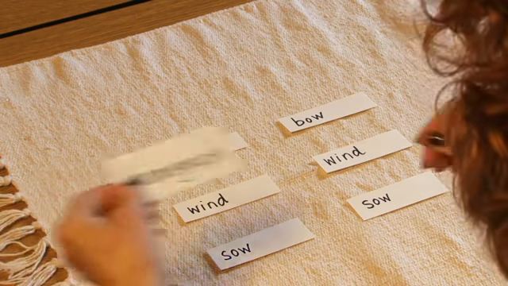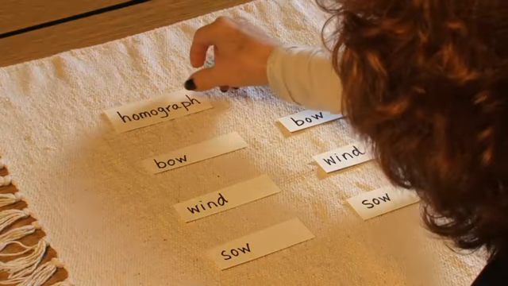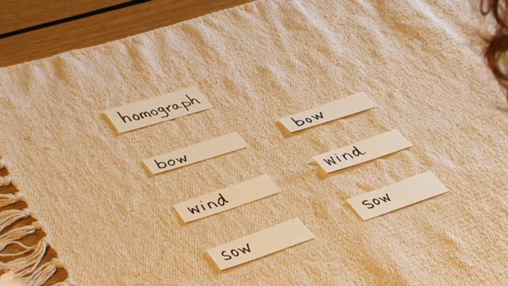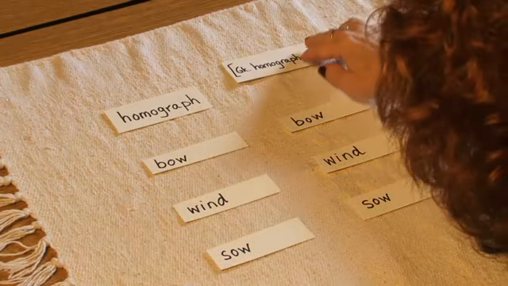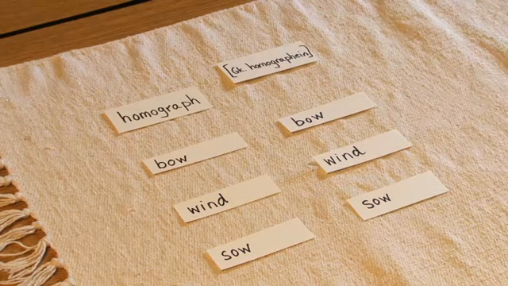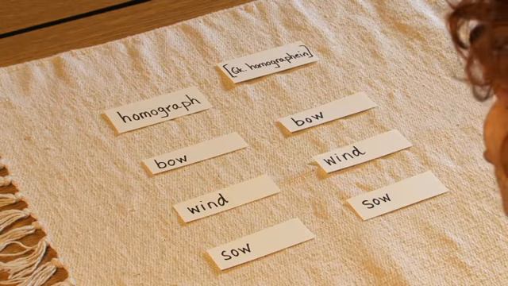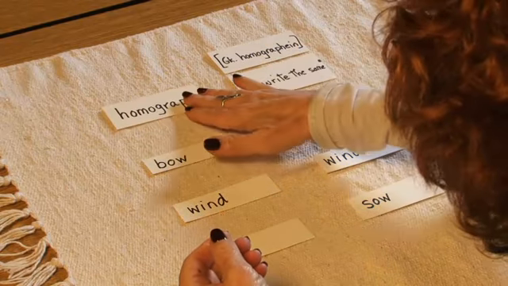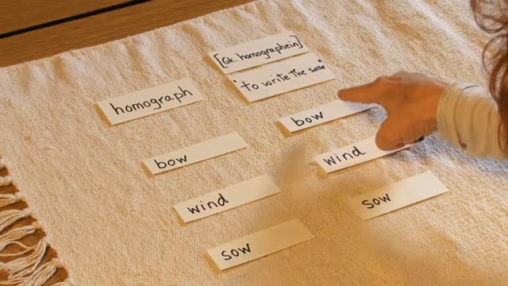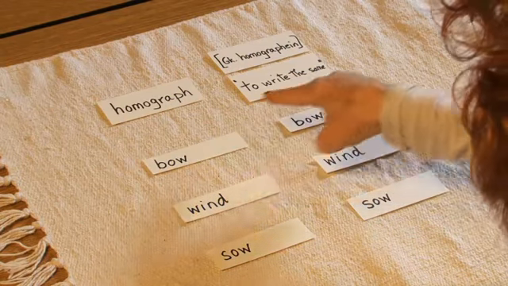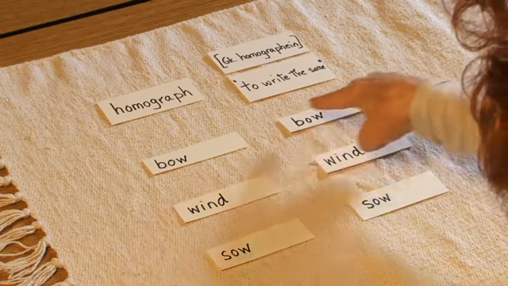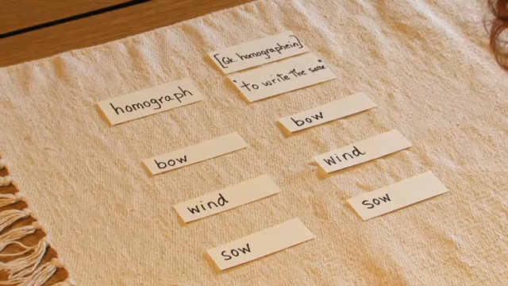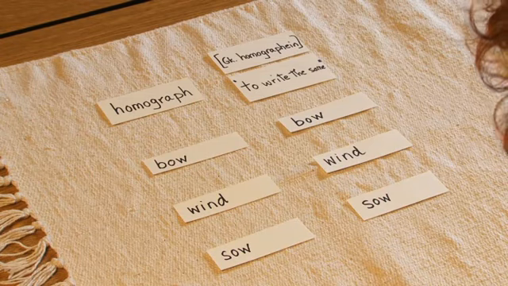These are examples of words called homographs. A homograph comes from the Greek word homographein, which means to write the same. Homographs are words that are written the same way, bow and bow. We spell them the same, we write them the same way, but they don't mean the same thing and they don't sound the same way.